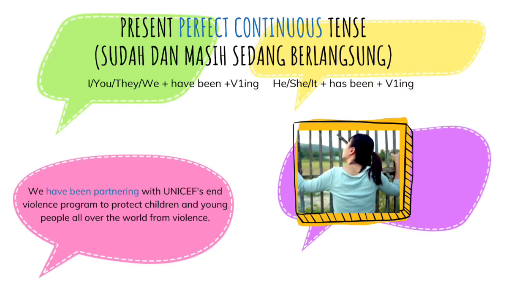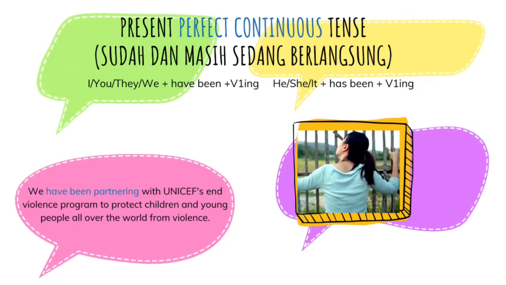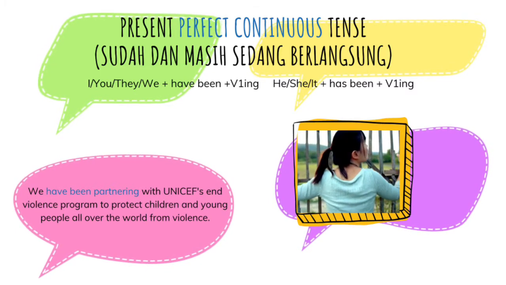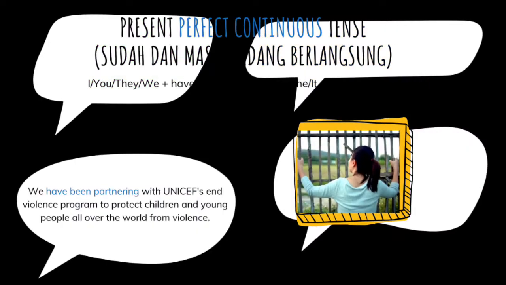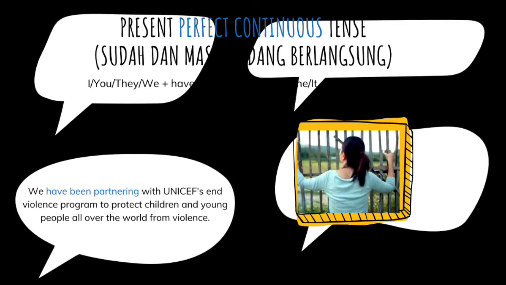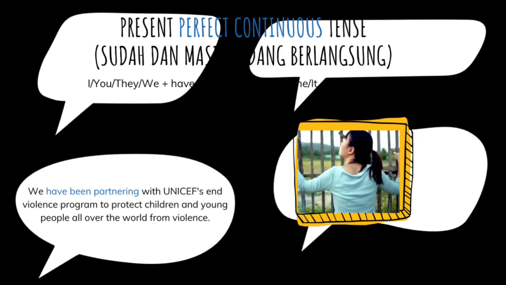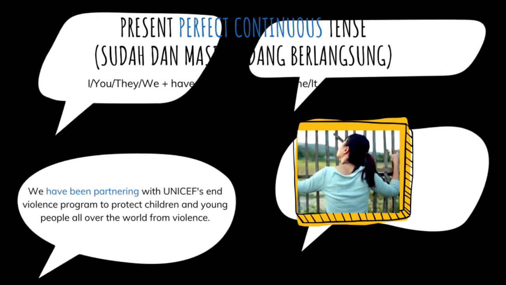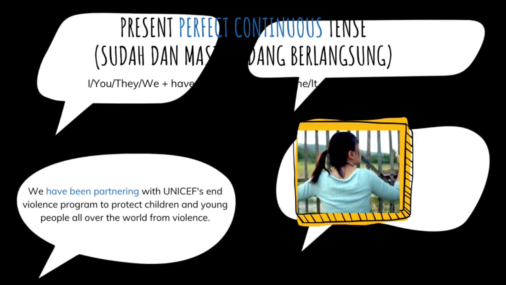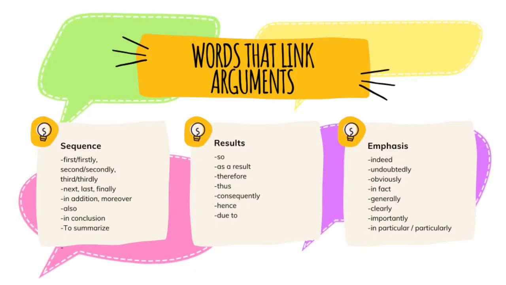When you see subject followed by have or has and then been followed by verb 1 plus ing, it means that the sentence is using present perfect continuous tense. Okay, so sudah terjadi dan sekarang masih sedang berlangsung. Like the example, we've been partnering with UNICEF. It means that sekarang masih bekerja sama dengan UNICEF, sudah dan sedang berlangsung.